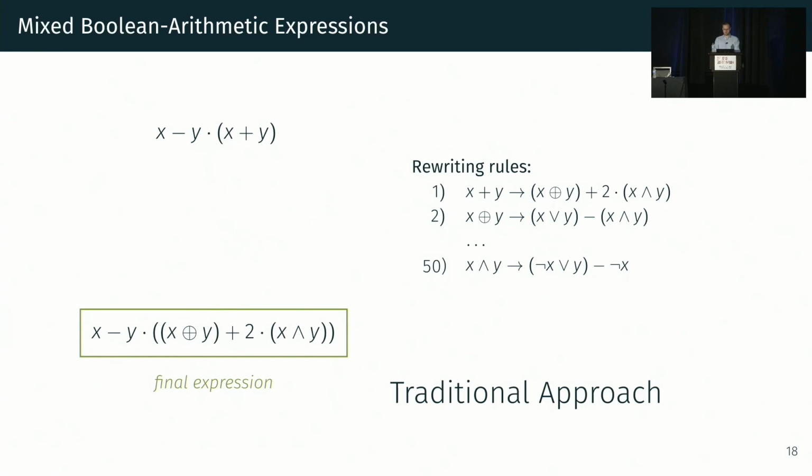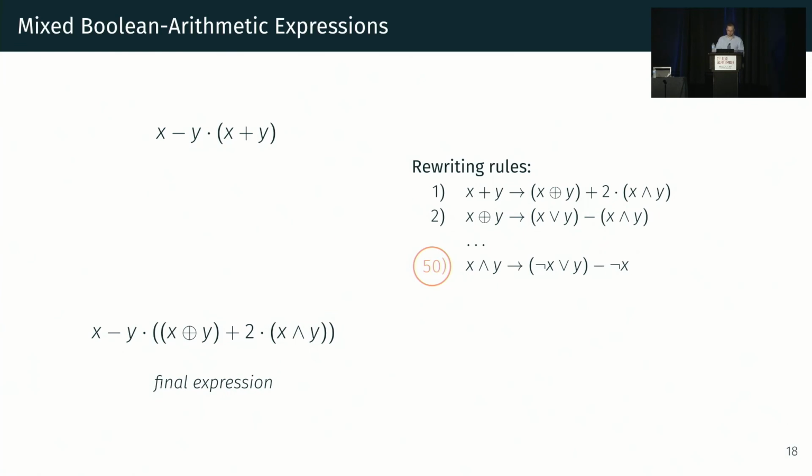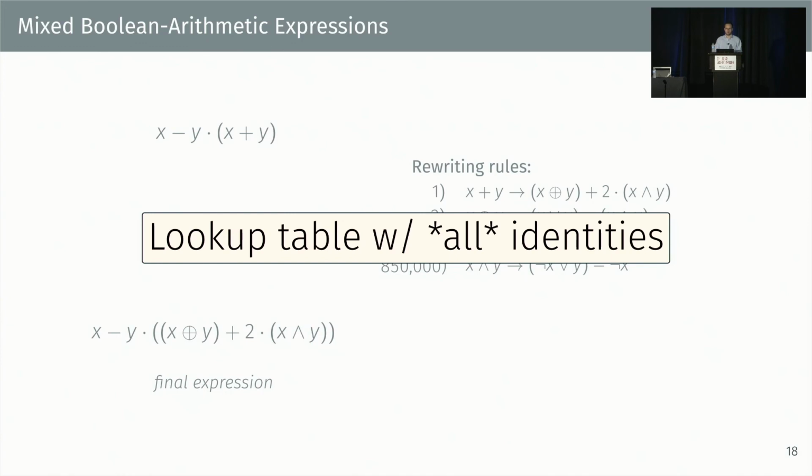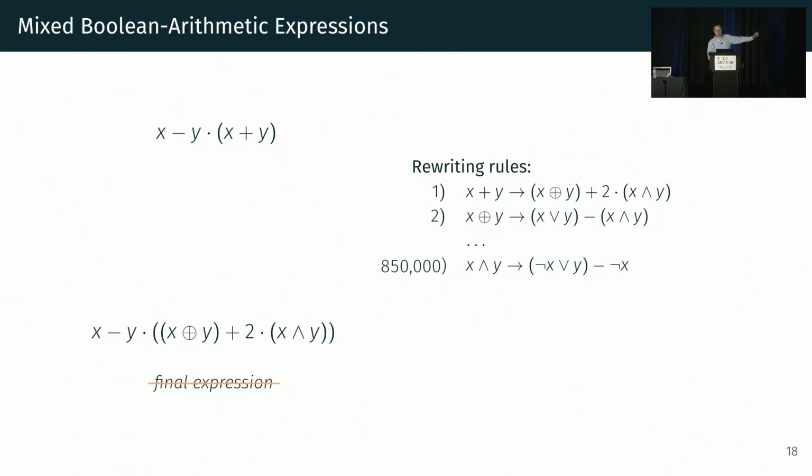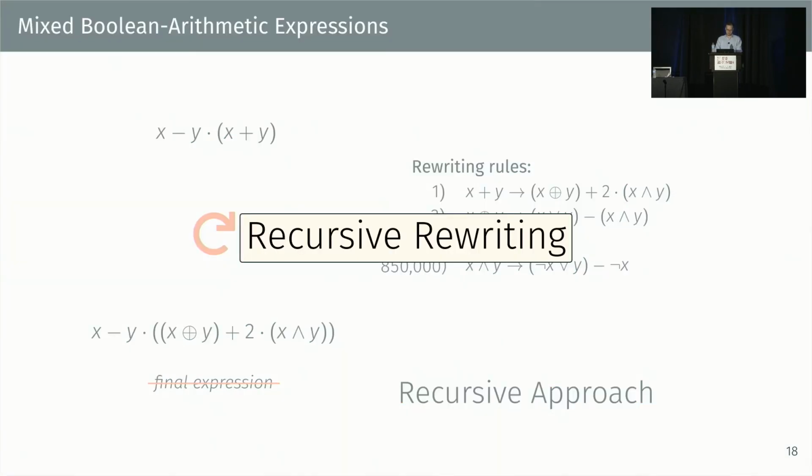So this traditional approach is bad for two reasons. First, we have like about 50 rewriting rules which are handcrafted. Instead, what we propose is to use enumerative program synthesis up to a certain depth and find like 850,000 expressions, making this a lookup table with all identities up to this depth. And second, instead of being done after one simple replacement, we can recursively keep going, producing expressions of infinite complexity. And with this recursive rewriting, we are done to prevent symbolic execution.